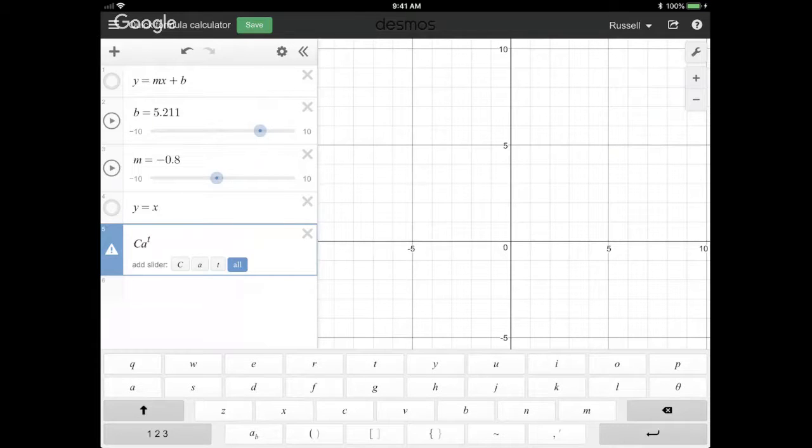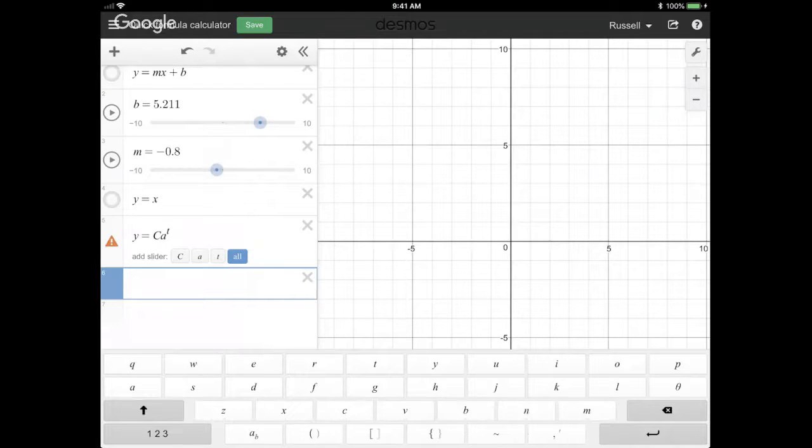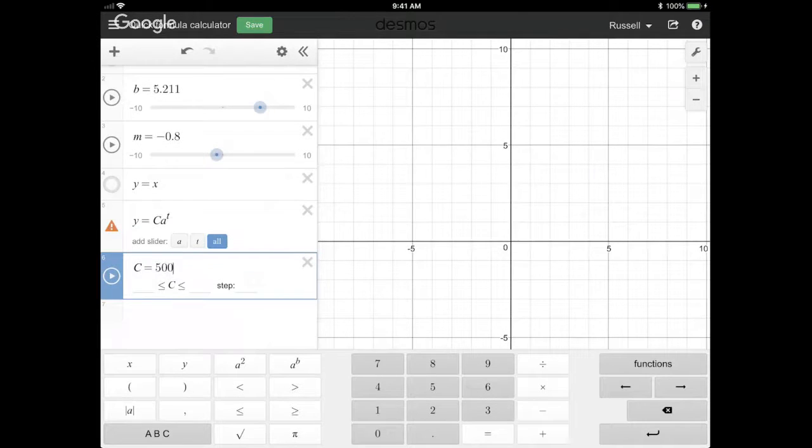Now, Desmos is detecting that I've written a bunch of gibberish, that it doesn't know what C is, it doesn't know what A is, it doesn't even know that T is supposed to be a variable. Well, first of all, let's finish this off. Let's make it an equation, right? Okay. Well, it still doesn't know T is the variable. So let's give it a little help. What was capital C? That was equal to 500, no? Yeah.